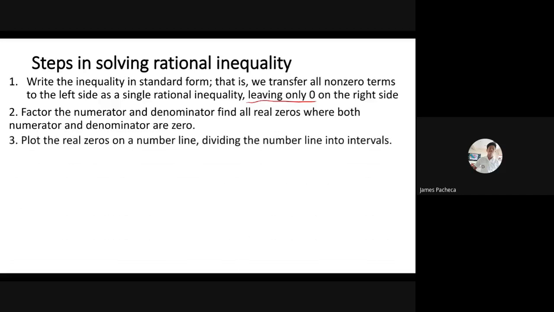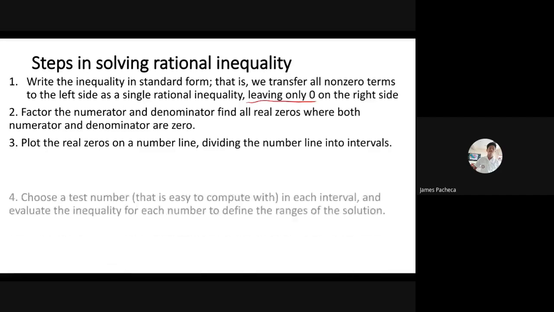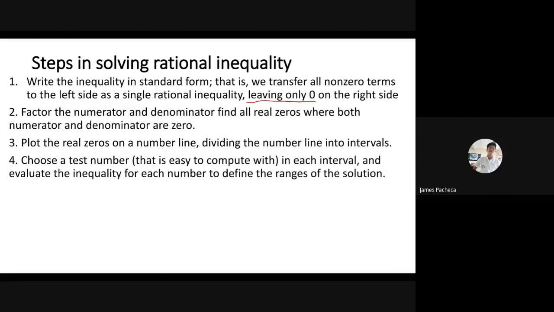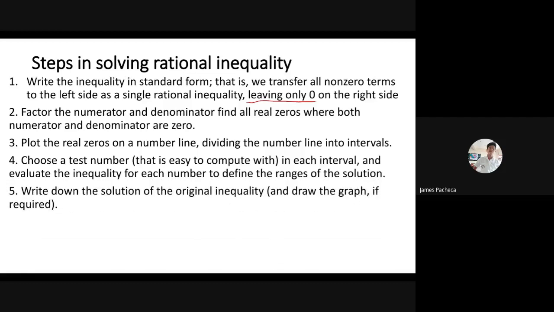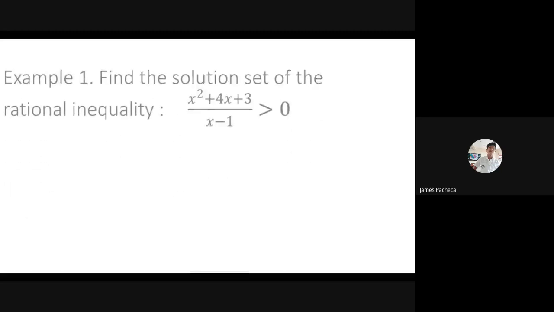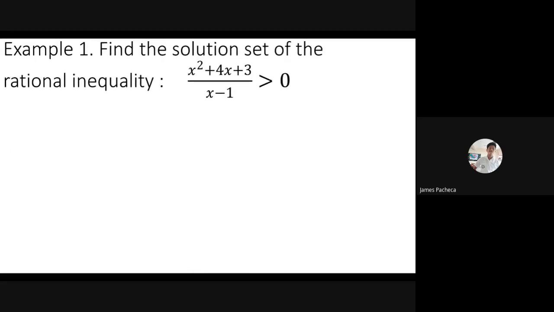In step number 3, you plot the real zeros on the number line, dividing the number line into intervals. And last, choose a test number that is easy to compute with in each interval and evaluate the inequality for each number to define the ranges of the solution. And write down the solution of the original inequality and draw the graph if required. So we are not going to draw the graph dito kasi tatagalan tayo.